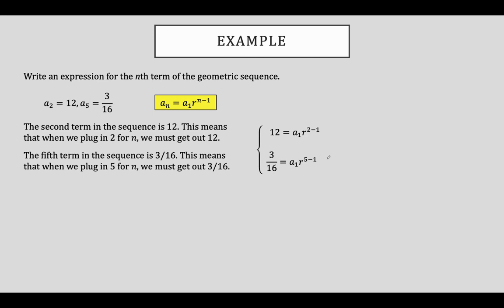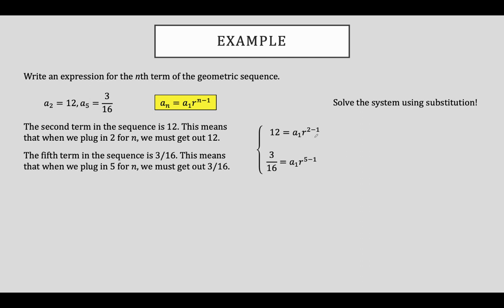Now, we want to solve this system using substitution. We cannot add or subtract our equations here to eliminate a variable, so we're going to have to solve using substitution. Isolate one of the unknowns. The easiest unknown to isolate here is going to be a1. How do we isolate a1?